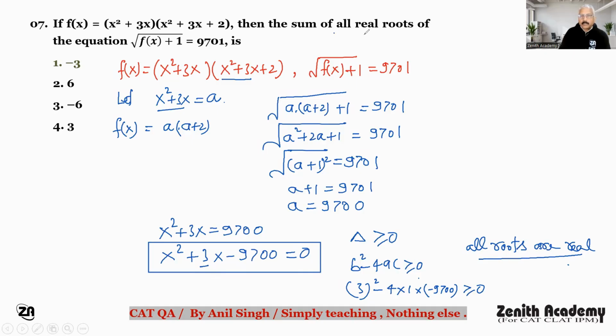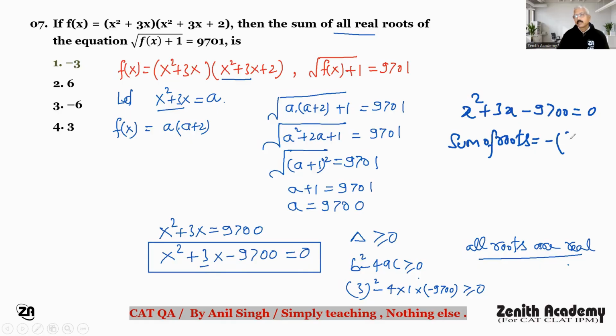Now we have to find the sum of all the real roots. So this quadratic equation would have two roots. And here, x square plus 3x minus 9700, the sum of roots would be equal to minus b upon a, which means minus 3 by 1. The answer is minus 3.